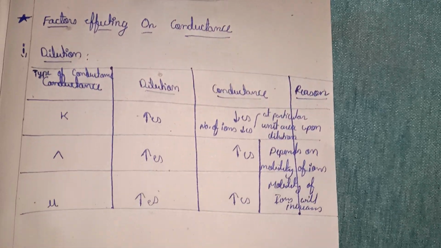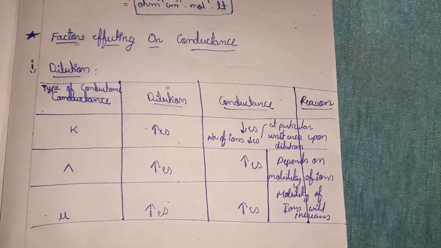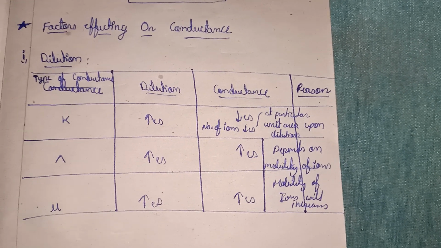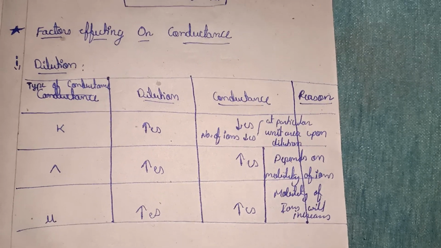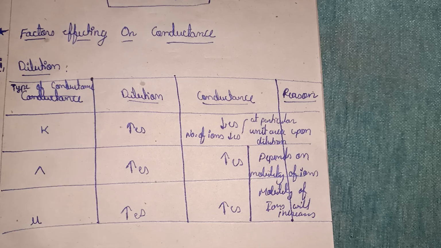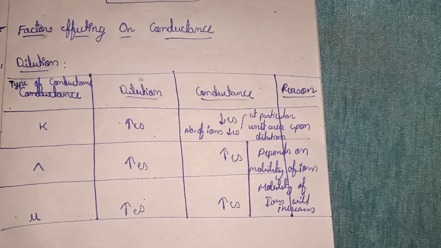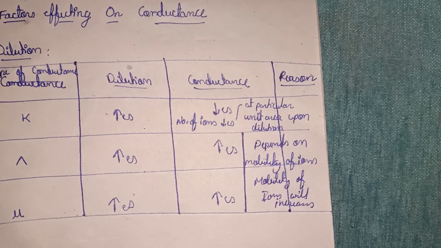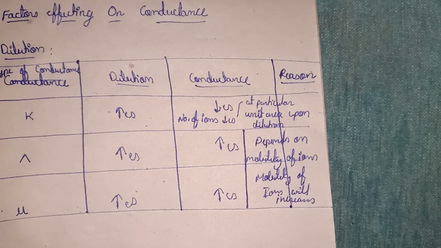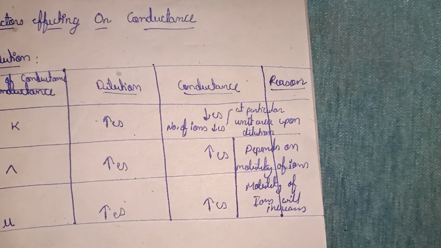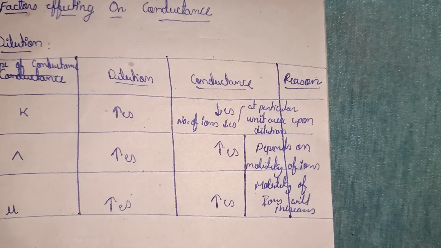And the first factor affecting conductance is dilution. When dilution increases, specific conductance decreases, and equivalent conductance and molar conductance increase. Specific conductance decreases as dilution increases, since specific conductance depends upon the number of ions in unit area, whereas equivalent conductance and molar conductance increase as dilution increases, because they depend upon the mobility of ions, and the mobility of ions increases as dilution increases.